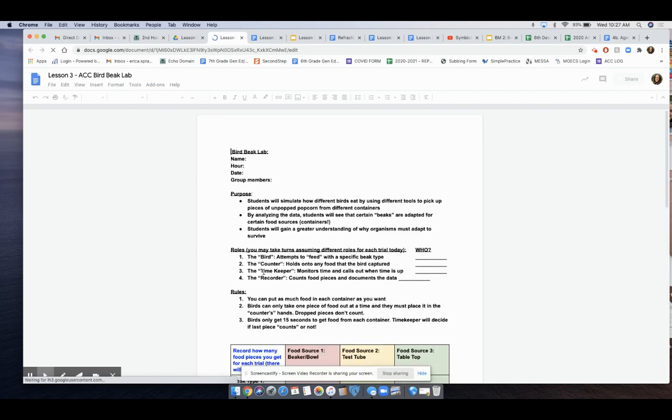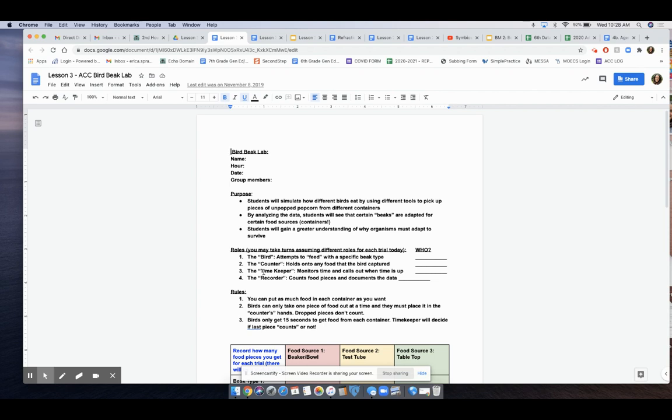All right, so we are planning on doing the bird beak lab in class tomorrow. We're going to start today by talking about the lab instructions, the roles, and the rules. So what we're going to do is simulate how different birds eat by using different tools to pick up pieces of unpopped popcorn. All right, and we're going to get the popcorn, which represents the food source, from a variety of different containers. Then we're going to analyze the data and see that certain beaks, and I put beaks in quotation marks because the beaks are the different tools that are adapted for certain food sources.